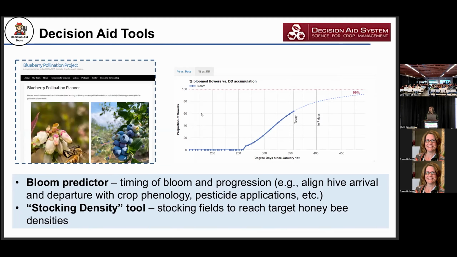Lastly, I want to talk about the decision aid tools, and how we're trying to take these findings and get them into your hands. These decision aid tools are going to be available through our website. There's going to be a QR code on the subsequent slide. And we have two tools.